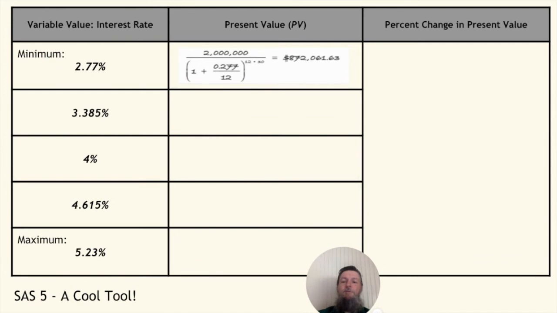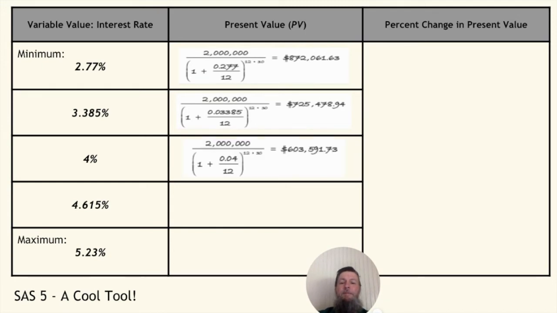So if we go with 2.77%, we only have to invest $872,061.63. If we go up a little bit in percentages to 3.385%, our investment only costs us $725,478.94. The average 4% between the minimum and maximum values allows us to only have to put in $603,591.73 as a present value. And as you can see, it goes down.